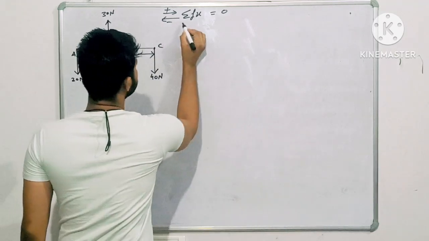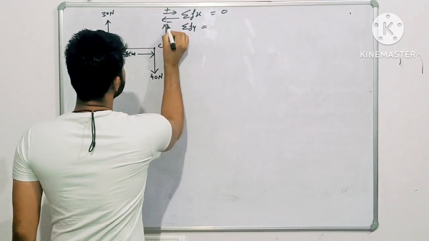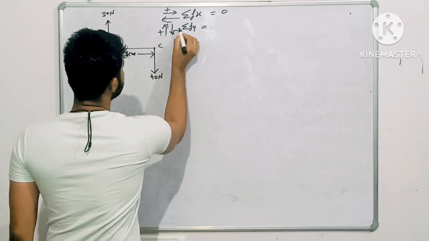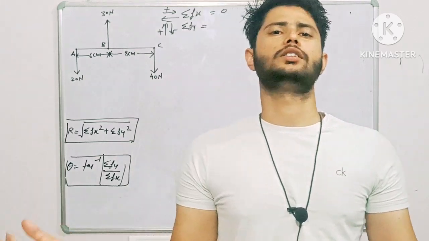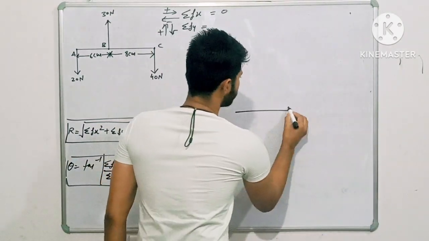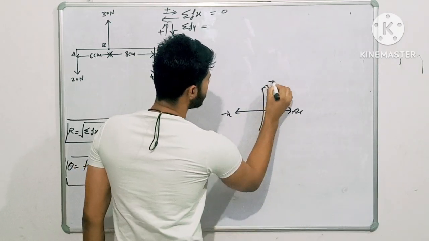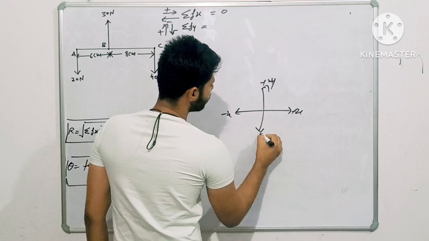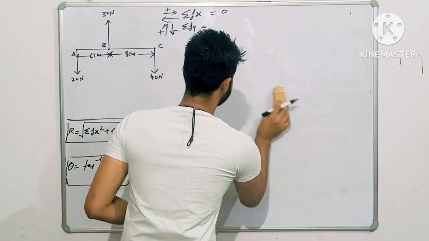Then come next, summation of F of y. Those forces going upward, take positive, and those going in the downward direction, we have to take negative, according to our xy plane, because x plus here, x minus here, y plus in the upward direction, y minus in the downward direction.